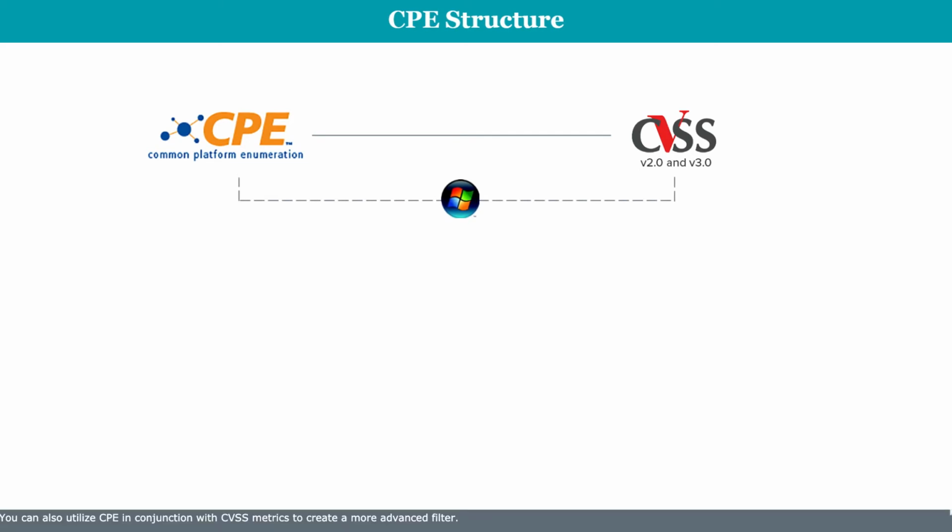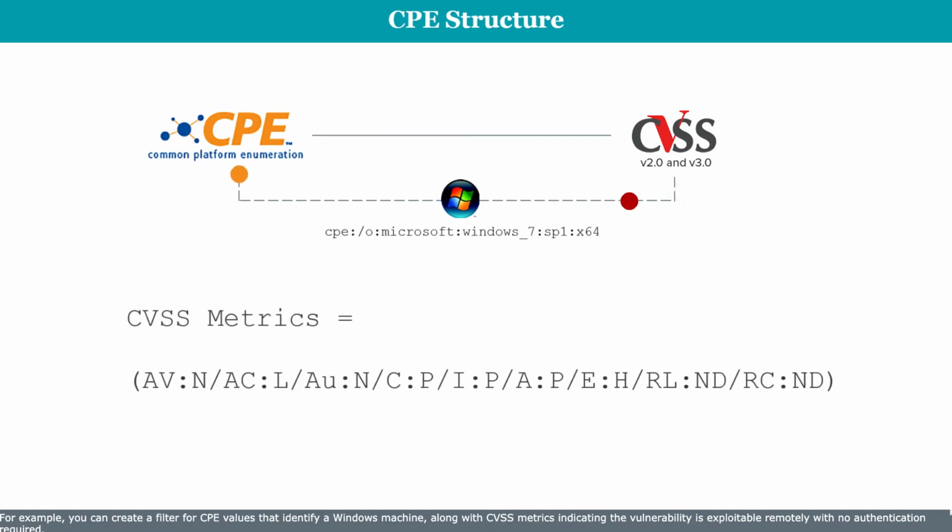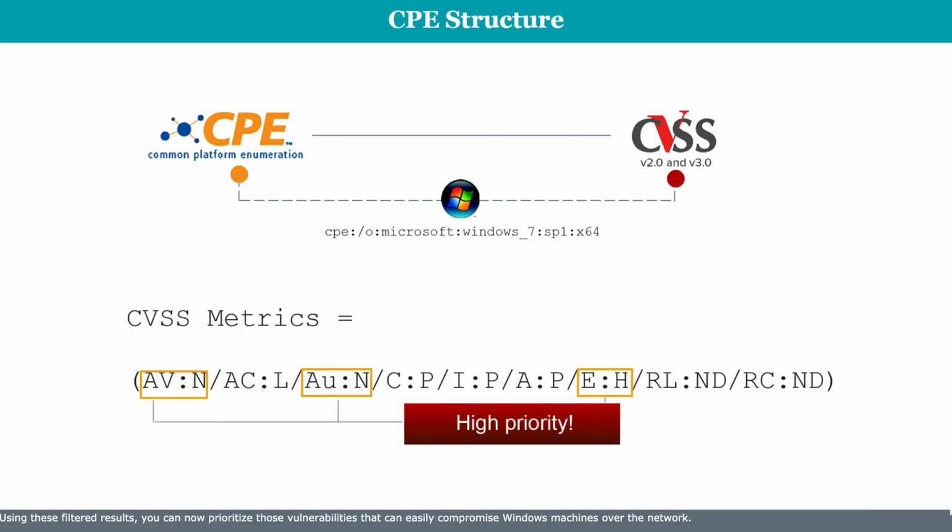You can also utilize CPE in conjunction with CVSS metrics to create a more advanced filter. For example, you can create a filter for CPE values that identify a Windows machine, along with CVSS metrics indicating the vulnerability is exploitable remotely with no authentication required. Using these filtered results, you can now prioritize those vulnerabilities that can easily compromise Windows machines over the network.